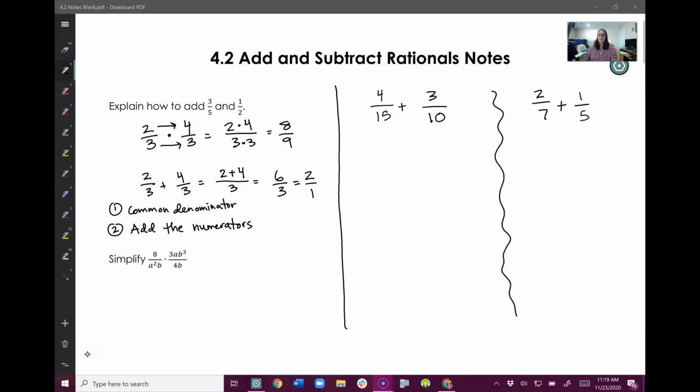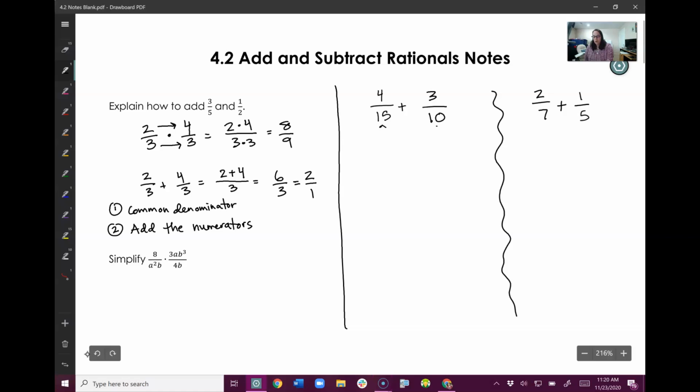Welcome to the second part of lesson 4.2. We're going to talk about adding and subtracting rational functions when the denominator is not common. And we're going to start with these two fraction examples similar to things that you did in elementary school. So here's what we do when the denominator is not common.